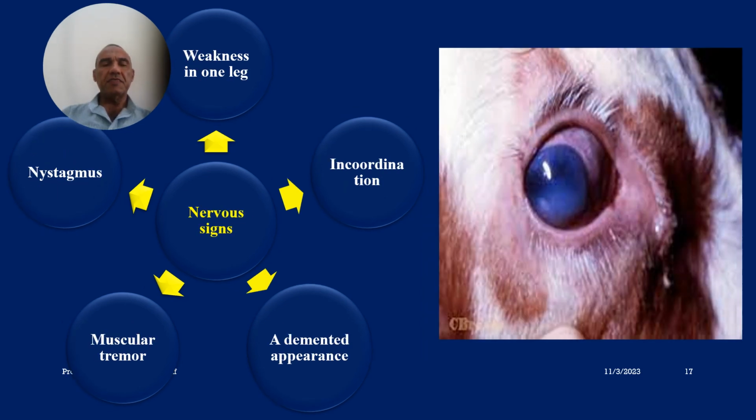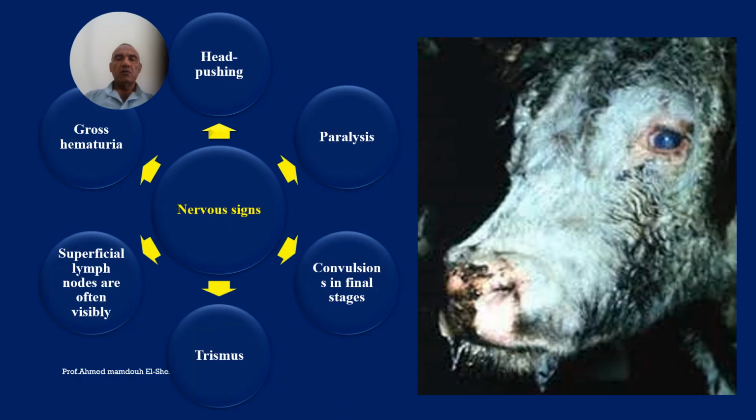Nervous signs reported during malignant catarrhal fever: weakness in one leg, then incoordination, then a dejected appearance with muscular tremor and nystagmus. The affected animal, as in this picture, may suffer from head pushing, paralysis, convulsions in the final stages, and trismus, with superficial lymph nodes often visibly enlarged, and gross hematuria.